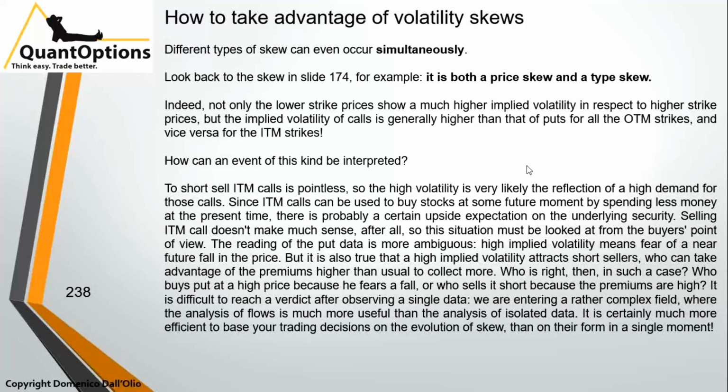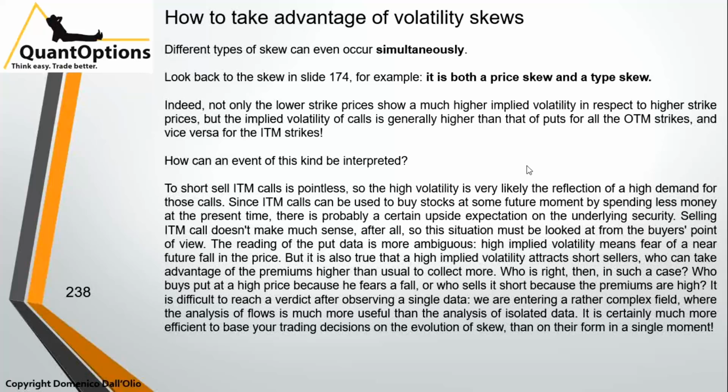How can an event of this kind be interpreted? To short sell ITM calls is pointless, no matter any other reasoning. So the high volatility is very likely the reflection of a high demand for those calls. Since ITM calls can be used to buy stocks at some future moment by spending less money, remember the LEAPS, there is probably a certain upside expectation on the underlying security. Selling ITM calls doesn't make much sense after all. So this situation must be looked at from the buyer's point of view.